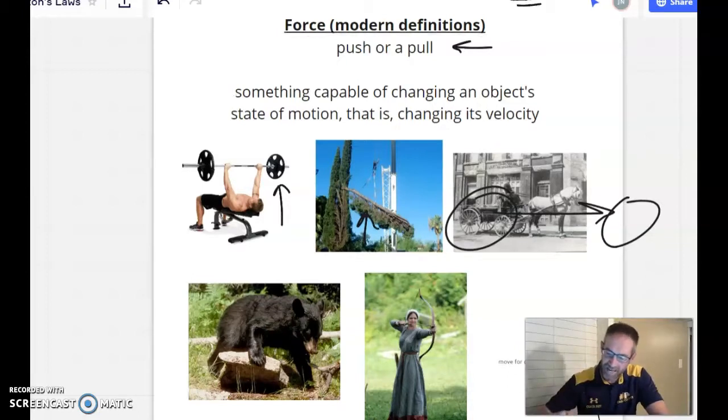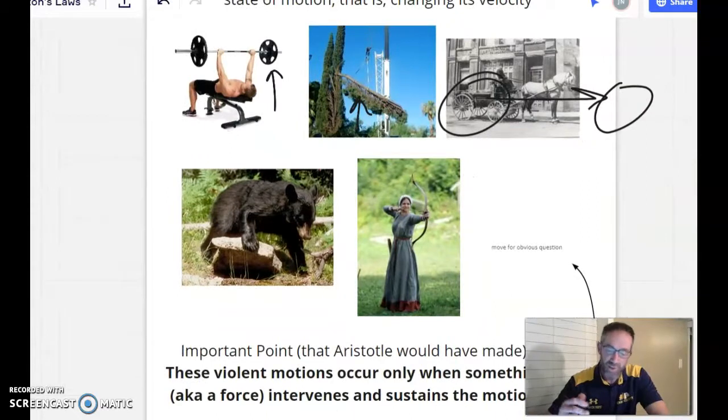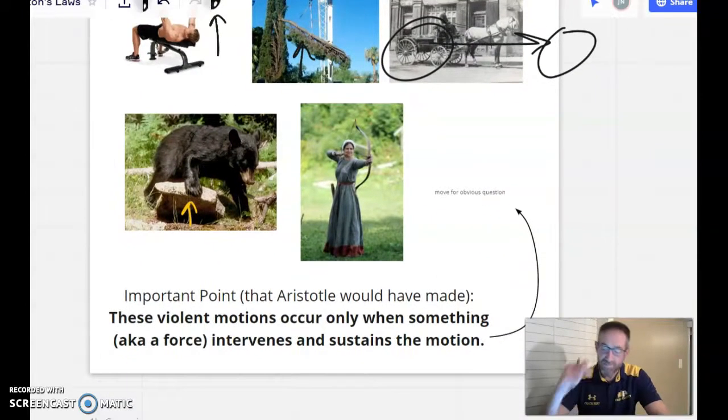Sometimes people think that if a bear or something from nature does it, it would be natural motion. That's not what Aristotle meant. He said if you're a bear and you lift this rock up, well, it doesn't belong up there. It's made out of earth, and it's going to fall back down. Now, the important point behind all of this is that these motions would only occur if something pushed them, only if there was a force to make these things happen. Okay?